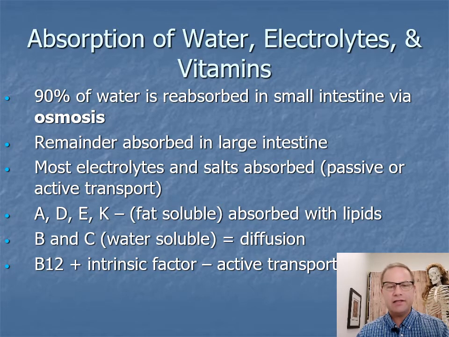So the electrolytes and salts are absorbed in the small intestine, mostly in there, but we'll have some absorbed in the large intestine. Vitamins A, D, E, and K are absorbed in the small intestine, again, as long as we have some fat in the diet, that's possible, as well as vitamins B and C, and vitamin B12 with intrinsic factor. That uses active transport, whereas the other vitamins are primarily absorbed through passive transport or just simple diffusion.